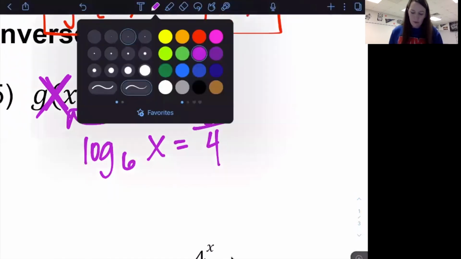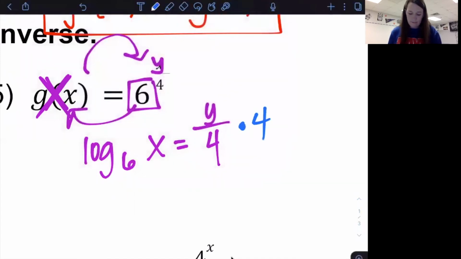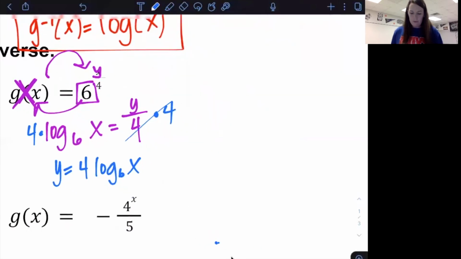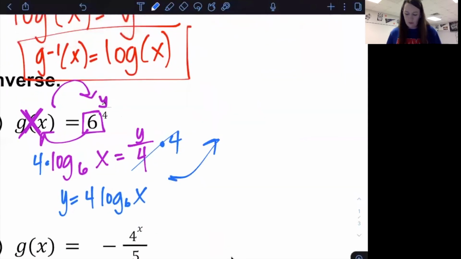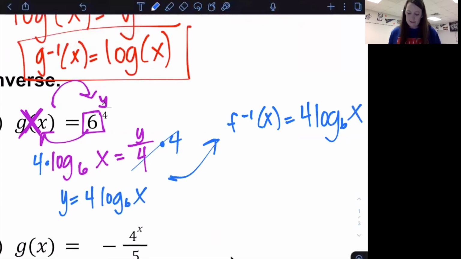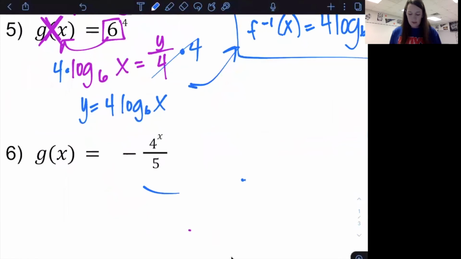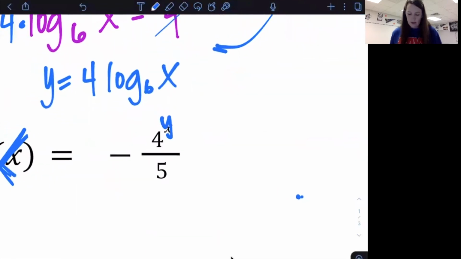To get rid of that 4, we're going to multiply both sides by 4. So we've got y equals 4 times log base 6 of x. Or if we put it in function notation, we've got f inverse of x equals 4 log base 6 of x. Okay, next one. Let's go ahead and change our y to an x, our x to a y.